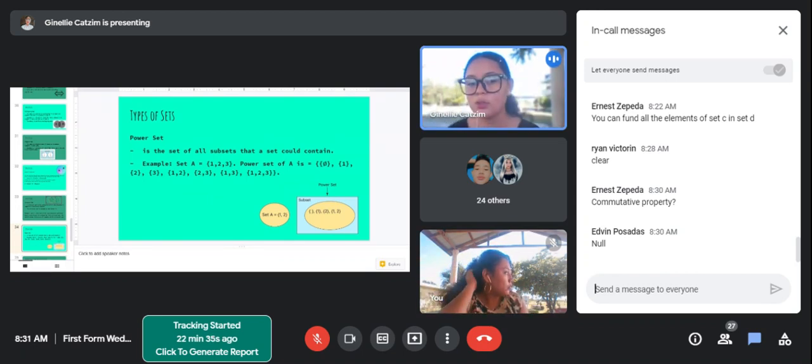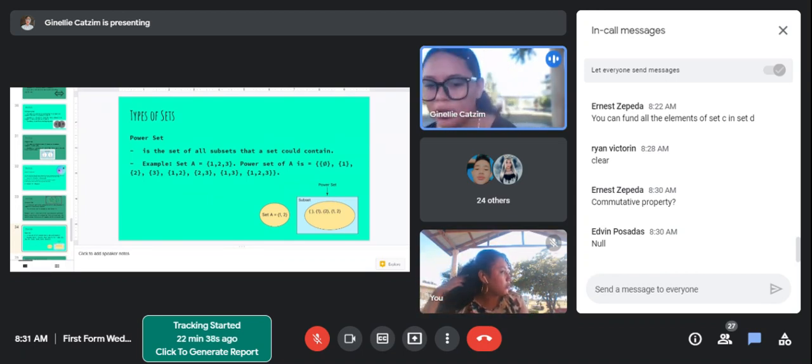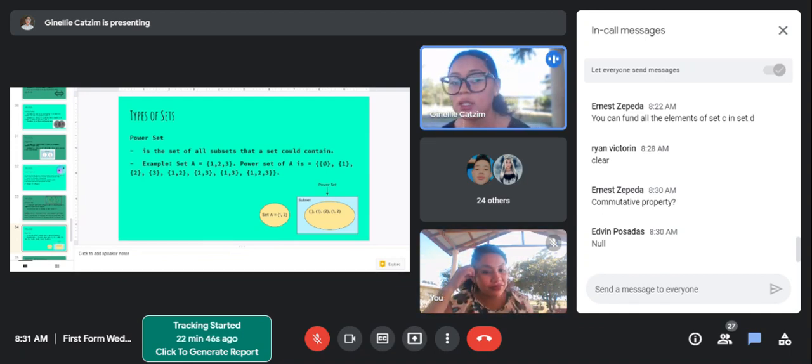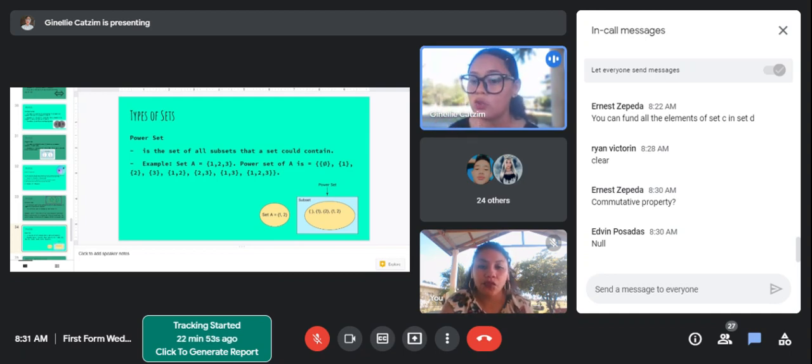So it's basically straightforward. All the subsets that a set contains is a power set. All the subsets together, right? That is basically the power set. It's not talking about one subset individually. It's talking about all the subsets. That is a power set. Is this clear?